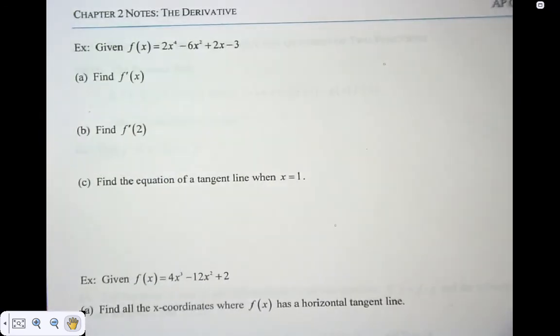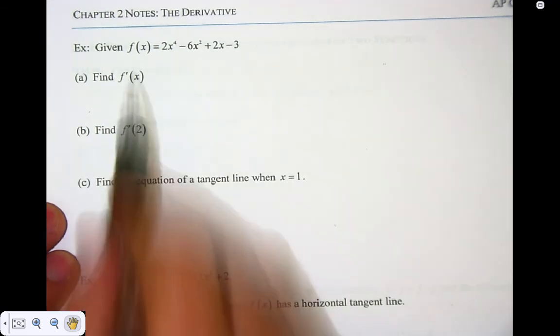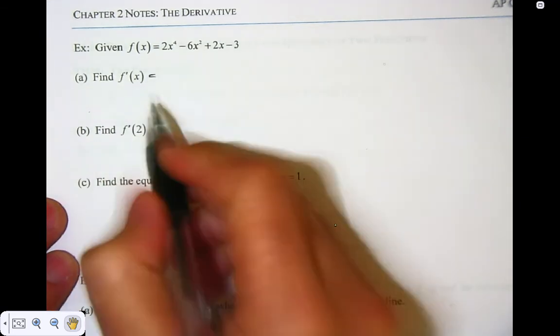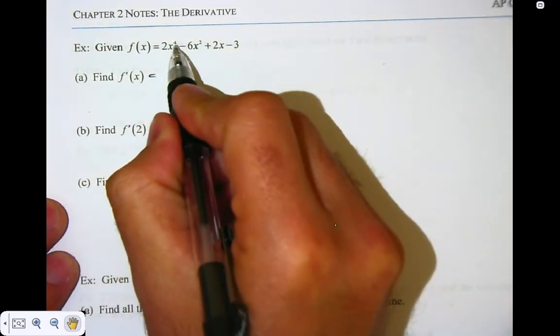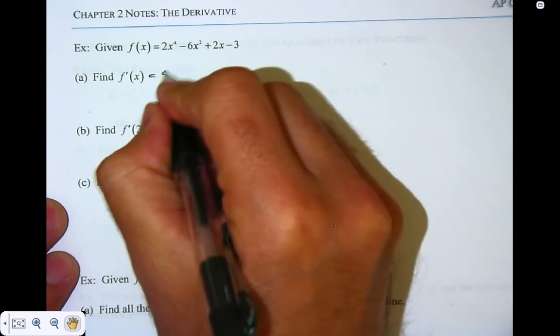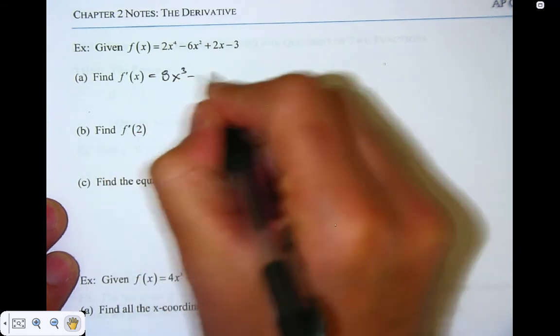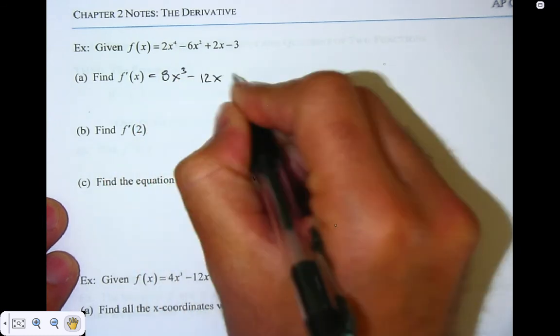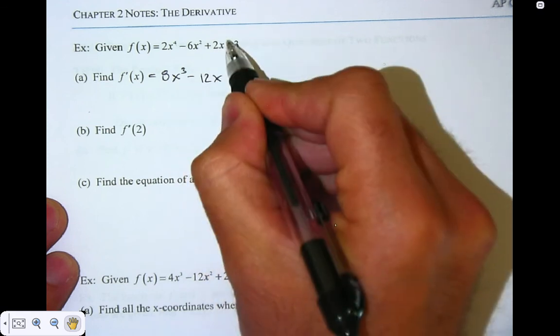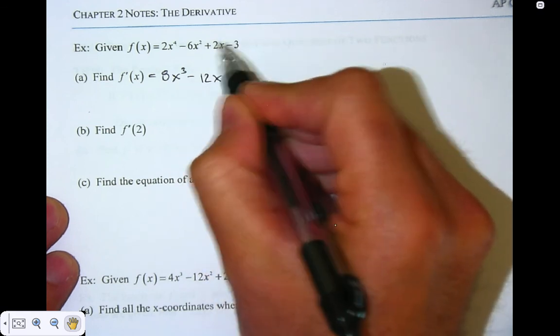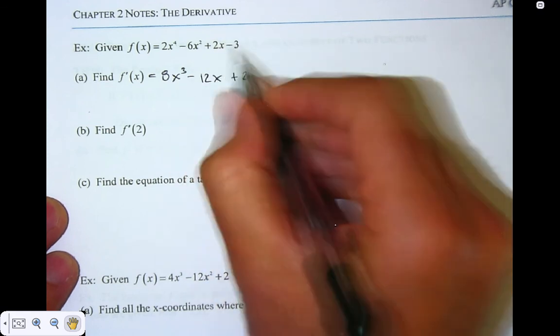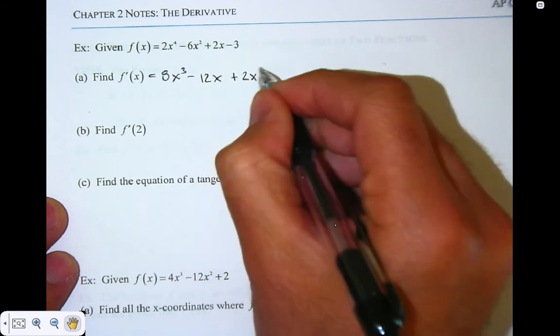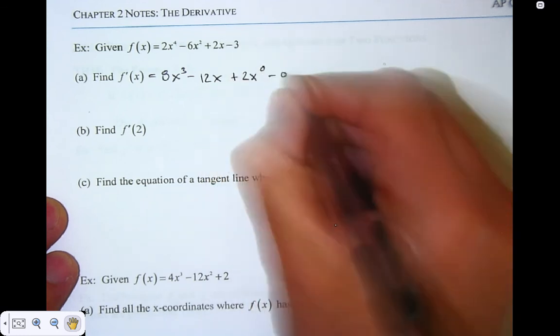Up at the top here, we've just got another function. Let's find these two values. So we're going to do term by term differentiation. You do your power rule. 4 times 2 is 8, x to 1 smaller, minus 12, x to 1 smaller, plus, there's a 1 here you can't see, and 1 times 2 is 2, and then x to 1 smaller than 1, which would be 0, and then minus 0.